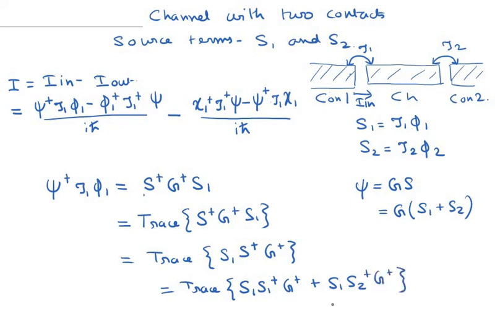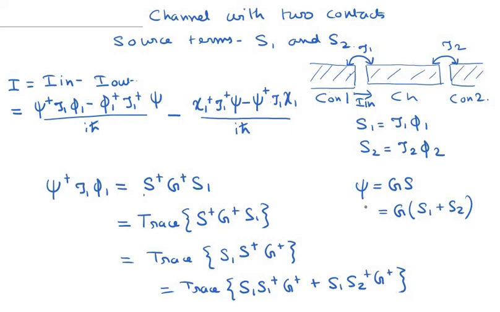Now note that S1 and S2 are the source terms, which are equal to tau 1 phi 1 and tau 2 phi 2, and since phi 1 and phi 2 are not related, that is, they belong to different contacts, these are not correlated wave functions. If I take the average correlation of the wave functions in contact 1 and the wave functions in contact 2, it would come out to be 0 because their phases are not related and they are randomized with respect to each other.